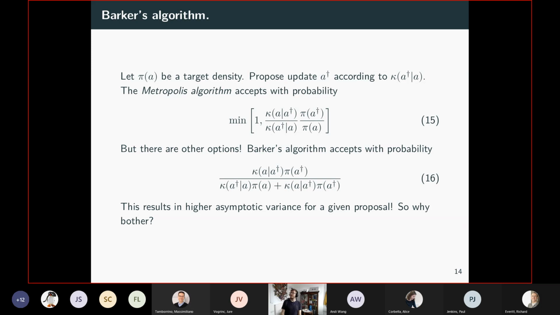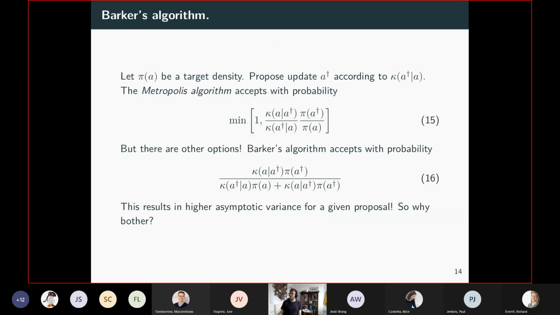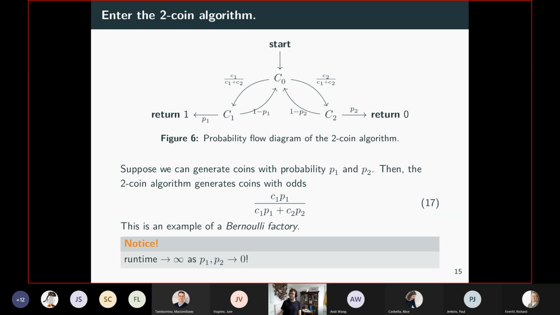So why would we bother applying this? This is where the so-called two-coin algorithm comes in. Suppose we can generate coins with probabilities P1 and P2. Then the two-coin algorithm is a device that gives us a coin corresponding to the probability in equation 17. And so that already looks fairly similar to Barker's algorithm, doesn't it? And so this makes the two-coin algorithm an example of a Bernoulli factory.